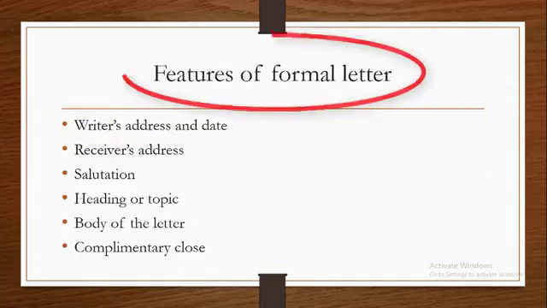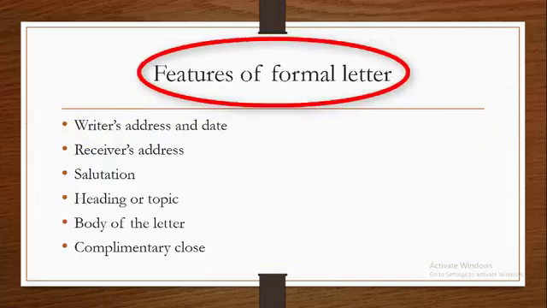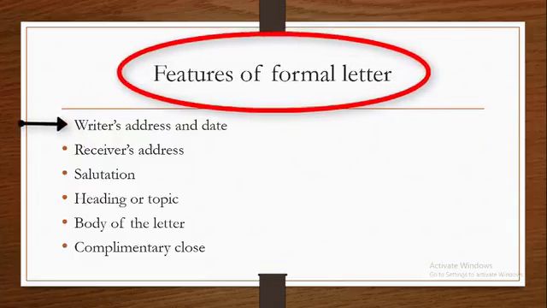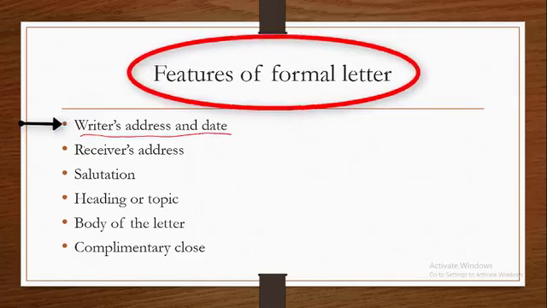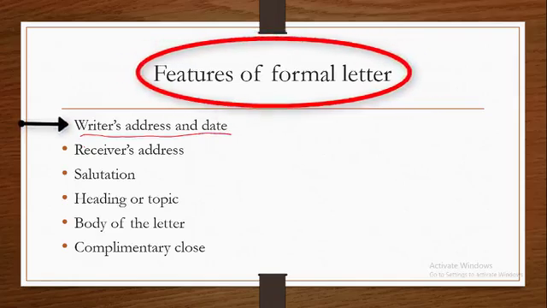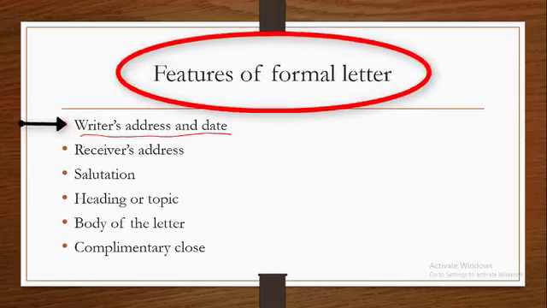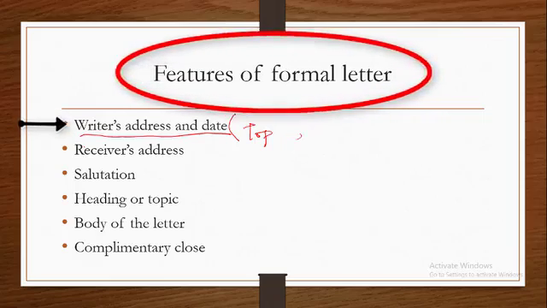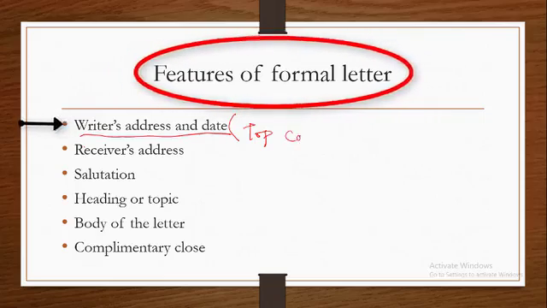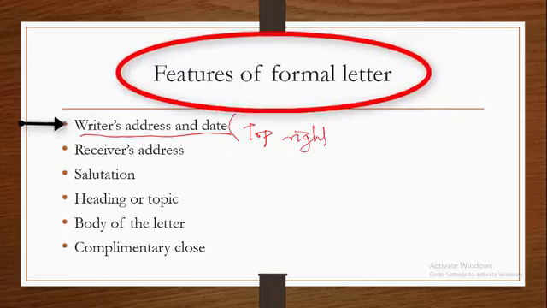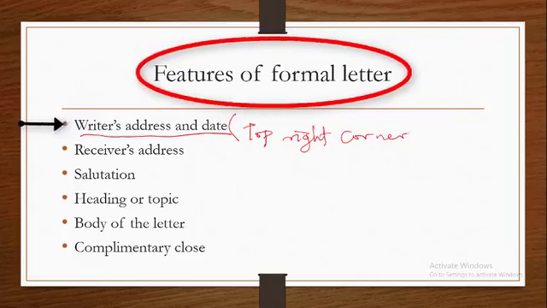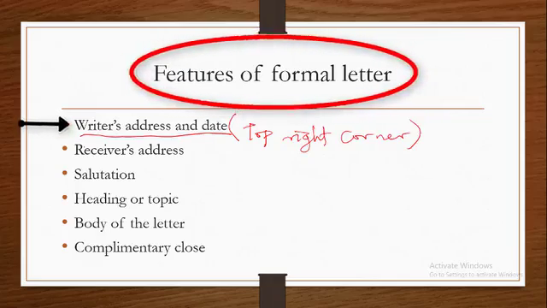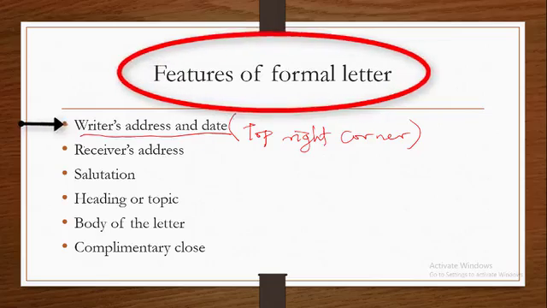Now, what are the features of a formal letter? Number one, every formal letter, irrespective of what kind of formal letter, you must have the writer's address and date, and that is always at the top right corner. I take that again. The address of the writer is always at the top right corner. Okay, top right corner. So if we note this, though there are different updates today in English, okay, but let's stick to the one that is appreciable in your exams.